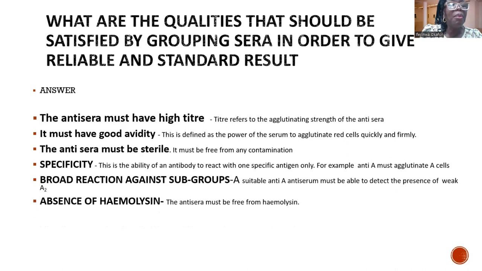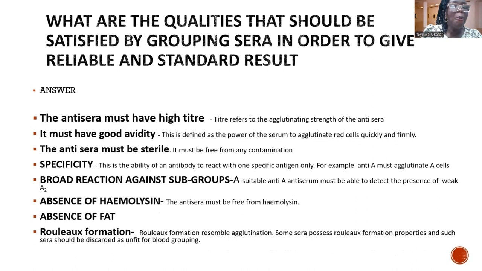There must be absence of hemolysin. A good anti-serum must be free from hemolysin. There must be absence of fats. A good anti-serum must be free from fats and should not cause rouleaux formation, that is, false agglutination. Rouleaux formation resembles agglutination, and some anti-sera possess this quality. So a good anti-serum must form true agglutination and not false agglutination, which is rouleaux formation.